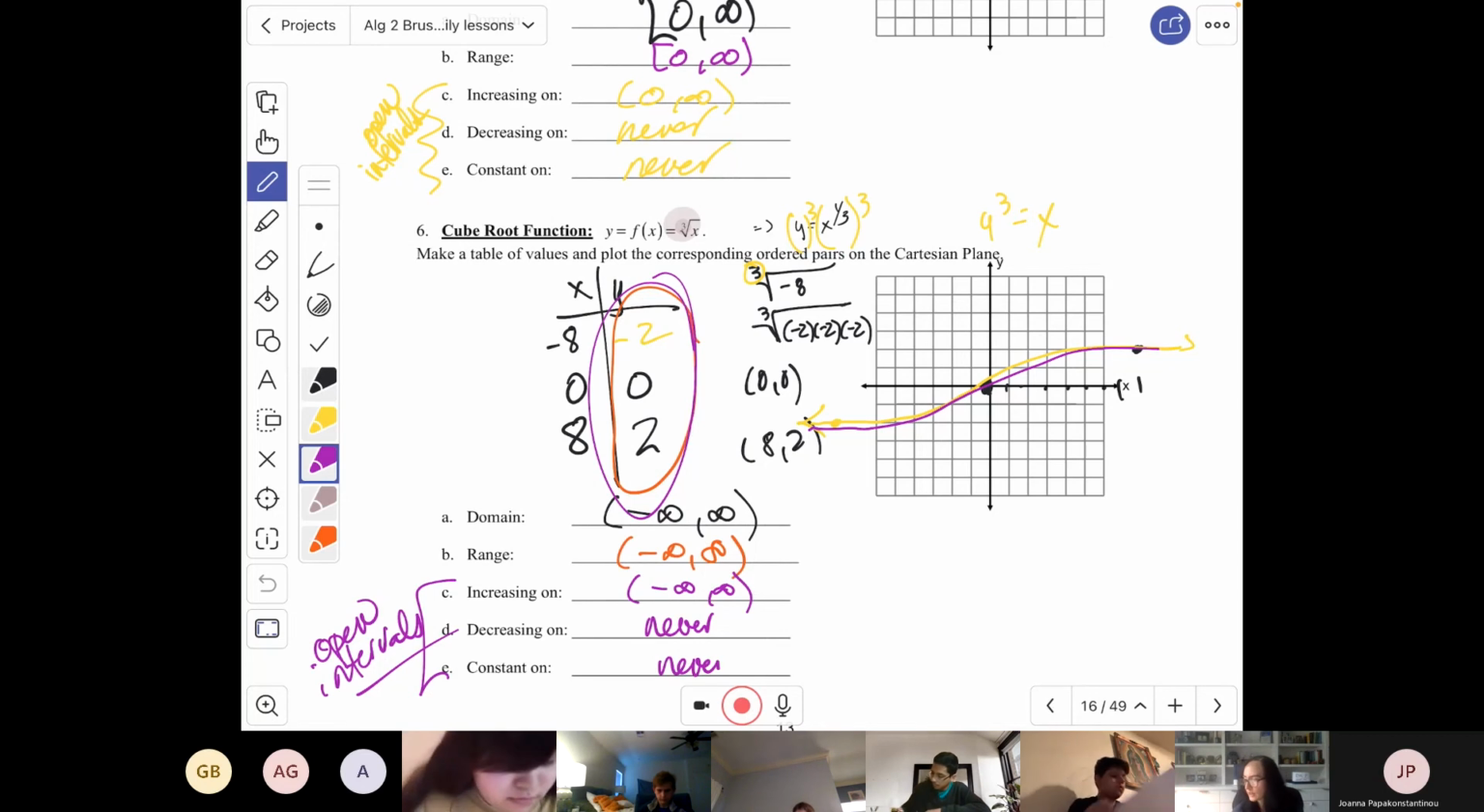So we're not going to do the last two parent functions, because these are the ones that we've kind of covered so far.